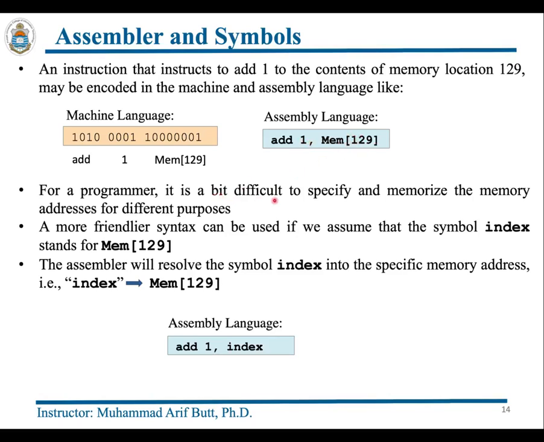But dear students, for a programmer, it is a bit difficult to specify and memorize the memory addresses for different purposes. A friendlier syntax can be used if we assume that the symbol, let's suppose, index stands for this mem129, and the assembler will resolve the symbol index into a specific memory address. So the assembly language will become simpler, which will say add 1 comma index. Over here, this is a symbol which the assembler will automatically map to mem129. So for an assembly language programmer, it is a bit easy not to memorize the exact addresses.